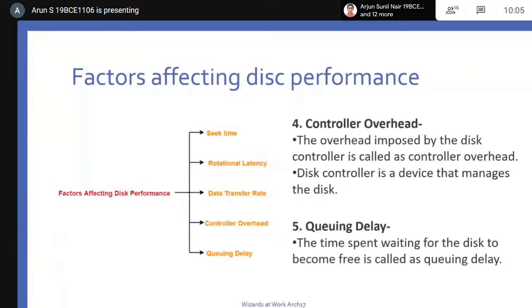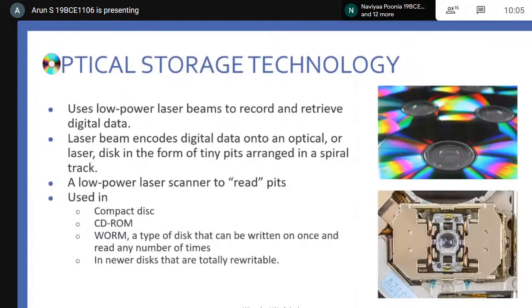Optical storage technology. Optical storage devices are electronic storage media that use low power laser beams to record and retrieve digital data, that is binary data. In optical storage, a laser beam encodes digital data onto an optical or laser disc in the form of tiny pits arranged in a spiral track on the disc surface. A low-power laser scanner is used to read these pits, with variations in the reflected light from the pits being converted into electrical signals.